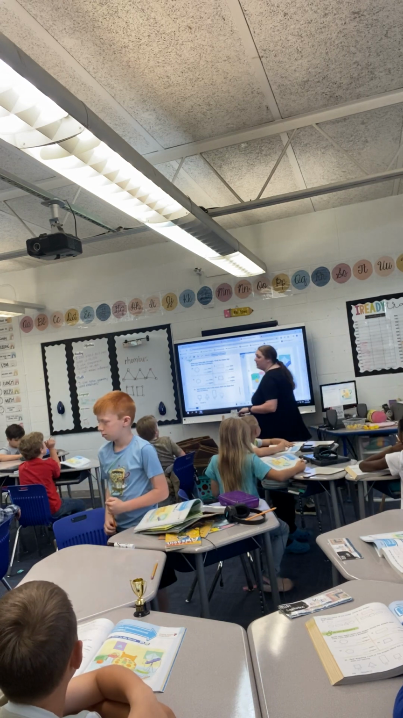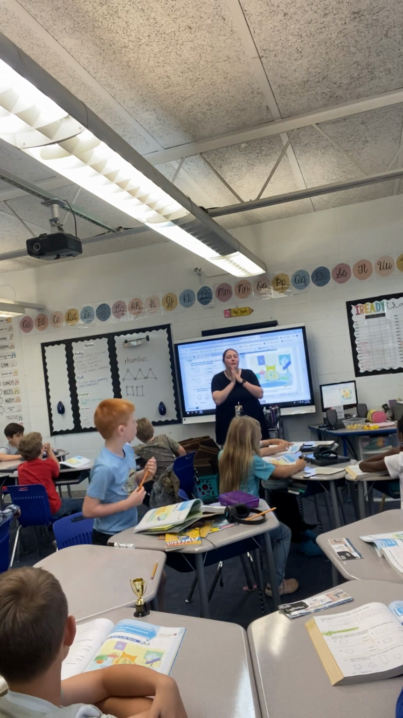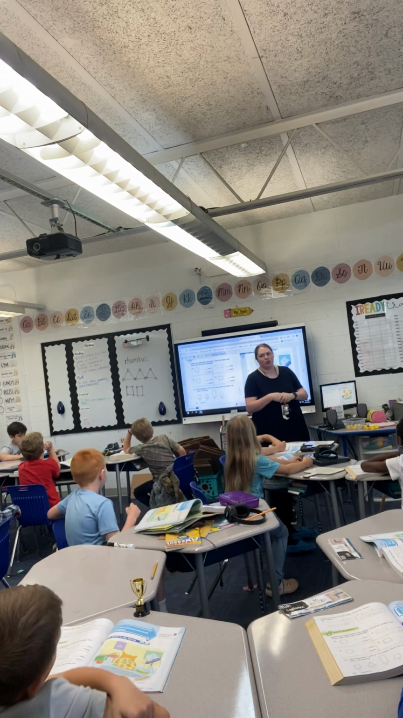This is a 3D shape. I'm going to wait for table 3. I have a couple of friends over there who are not ready for us to move to the next bench.